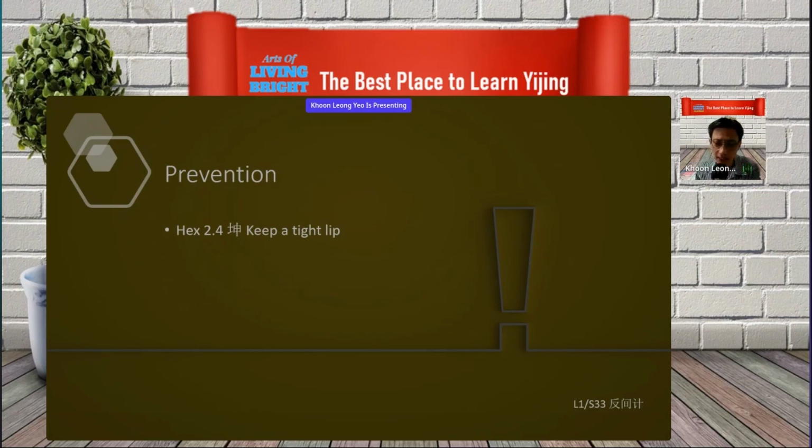Basically, what it says here, keep a tight lip means, let's say, kun kwa.